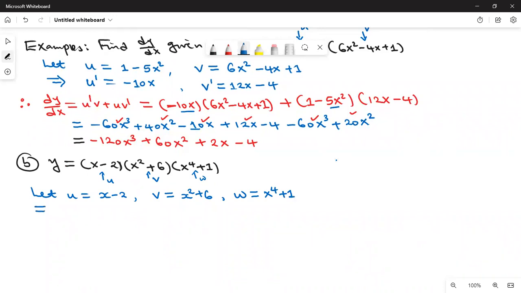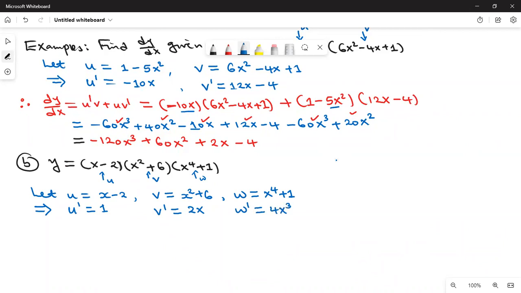So let's get the derivatives. What is u prime? Differentiate x, you get 1. Of course, 2 is a constant, when you differentiate, you get 0. What about v prime? That should give us 2x. W prime should give us 4x cubed.